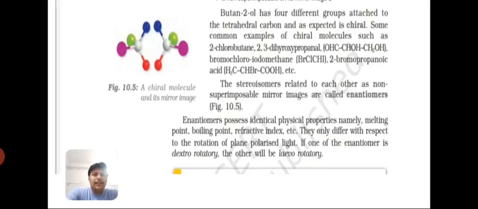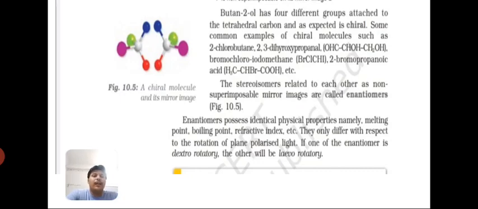You can see the definition of enantiomers. The stereoisomers related to each other as non-superimposable mirror images are called enantiomers. Students, this is the definition. The above part is the discussion that butan-2-ol has 4 different groups attached to the tetrahedral carbon, right? That's why it is chiral. So here we are getting one more definition, what enantiomers are.